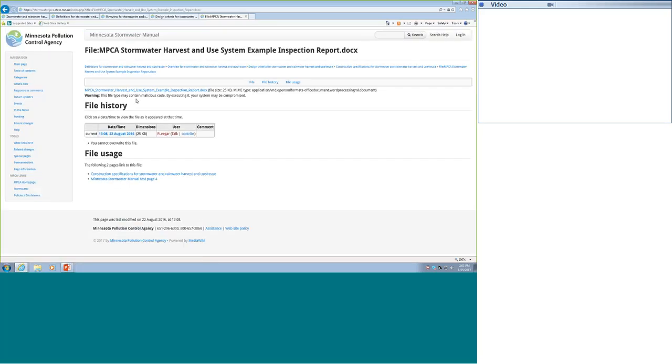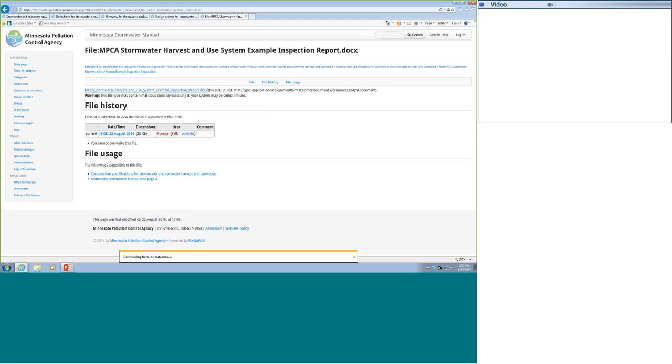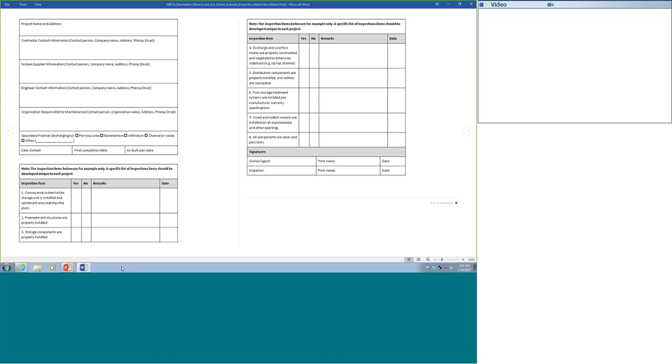Inspection report, I'll open this up. Again, when you do this from home, this will pop up as well, so it's this link up here, the .doc file, open. I think it's at home. Downloading, and it'll pop up as a Word document.